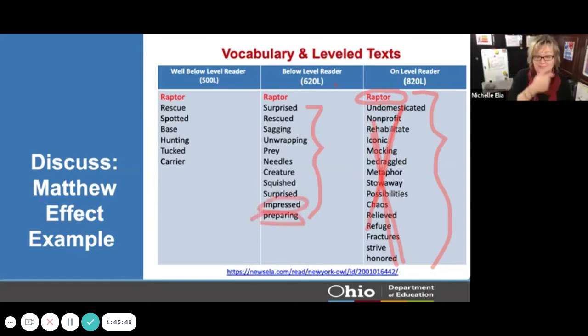But then I went down another level, because I had kids who were multiple grade levels behind, right? So I went down one more level. All of these beautiful words, gone. These were the most challenging words in the text. So maybe rescue, that would be the hardest word. Tucked, that wasn't so bad. But the vocabulary really was simplified, and my kids lost access to grade level content and vocab.